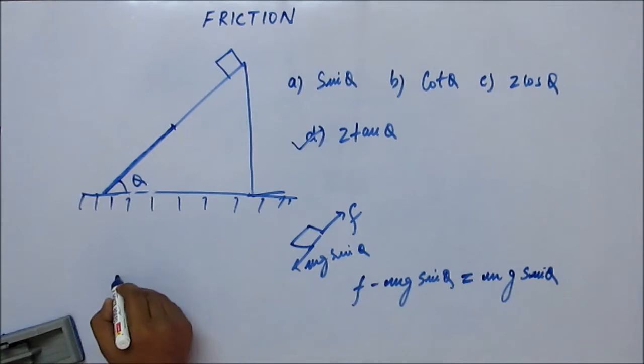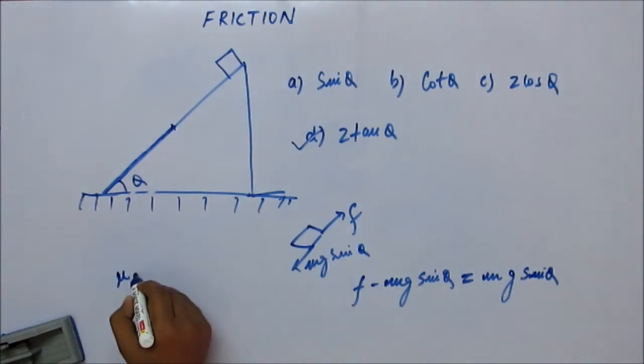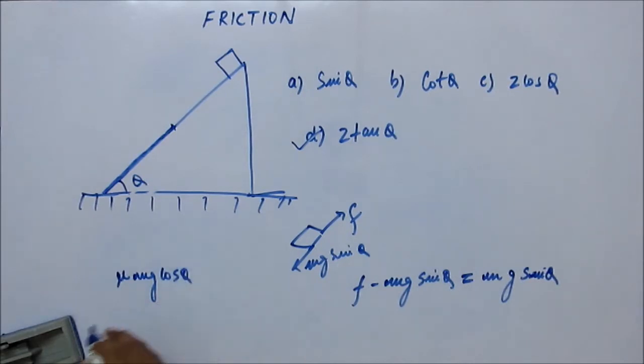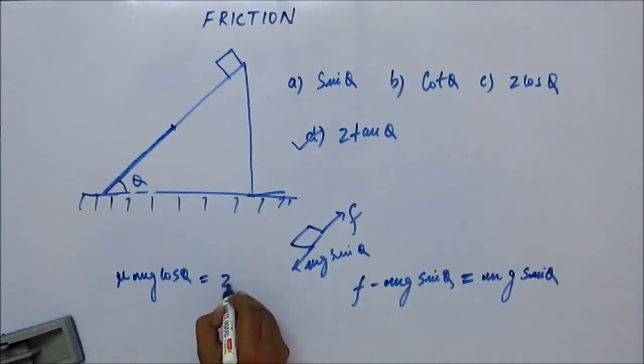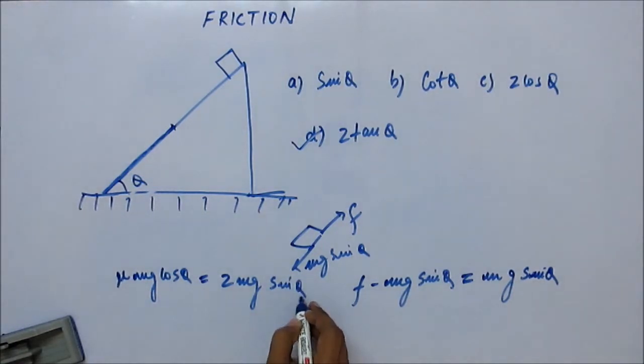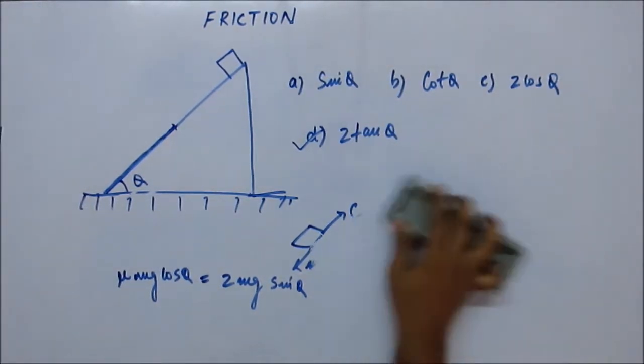So the friction force is mu times normal reaction. Normal reaction is mg cos theta. That is friction force. This comes out as 2mg sin theta, and from here you can see that mu is going to come out as 2 tan theta. Okay.